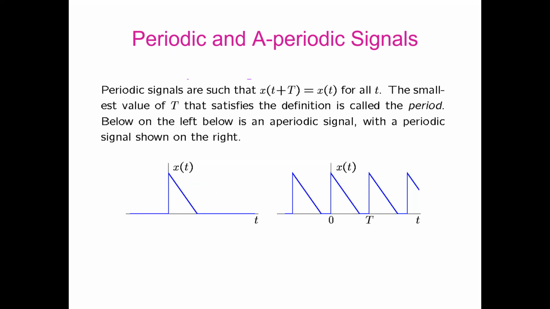So, periodic and aperiodic signals. Periodic signals are such that x of t plus T is equal to x of t for all t. The smallest value of T that satisfies the definition is called the period. Below on the left is an aperiodic signal, with a periodic signal shown on the right. That is the T, the period.